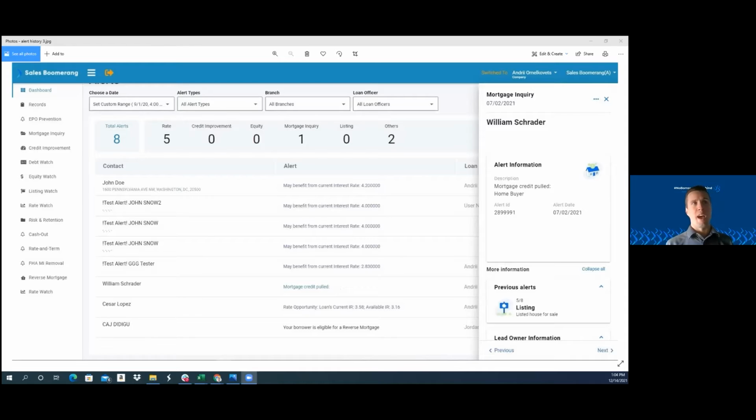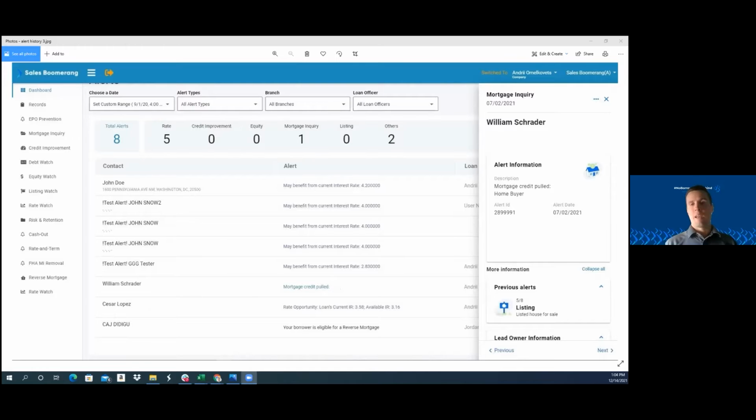So for example, you have William Schrader here who has a mortgage inquiry alert, and you can see recently he had also listed his home for sale. The reason why we think this is really cool is it's going to give you a little more context and a little more ammo when reaching out to the borrower. You can talk to William about his recent shopping, and you can also see how the listing's going, see how he's liking his realtor.